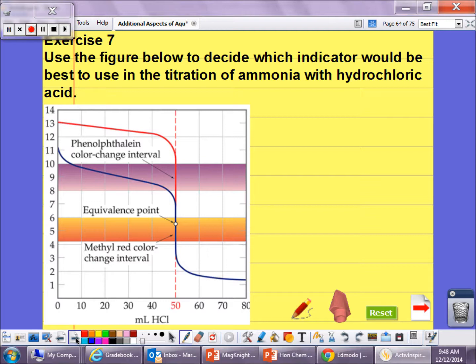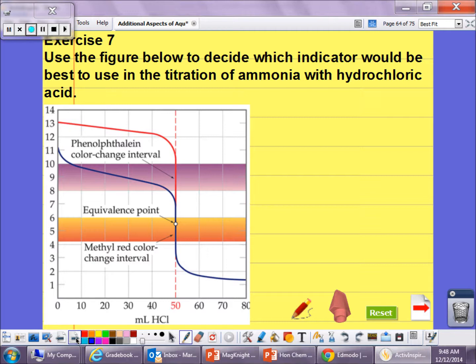It's not true. What did we say? Weak base strong acid will give you an acidic salt. So I need to get an indicator that will change color in the acidic range. I cannot choose phenolphthalein because phenolphthalein starts changing color at a higher pH than 7.